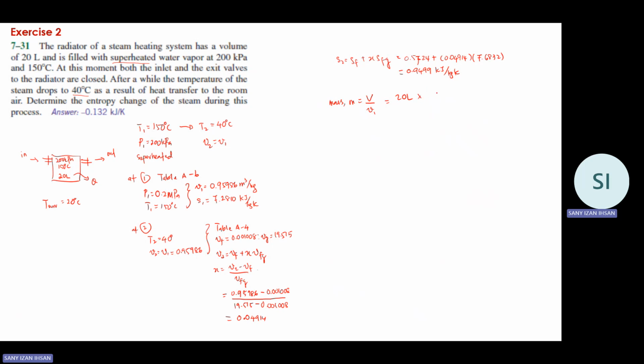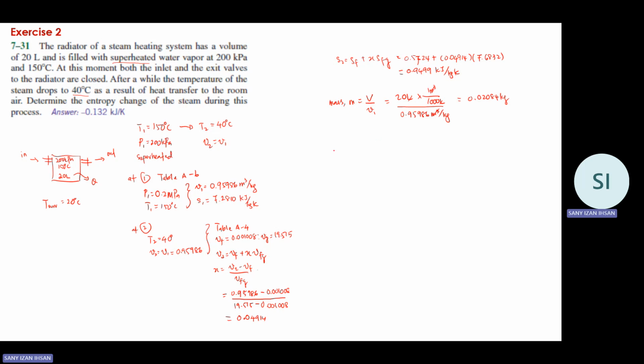To convert into meter, then we know that 1 meter cube is equal to 1000 liter, divided by V1, already from there. Yeah, V1 and V2 is the same anyway, 0.95986 meter cube per kilogram. So you will cancel meter cube, liter also cancels. So you end up with only kilogram, which is the mass, and that will give you 0.02084 kilogram.